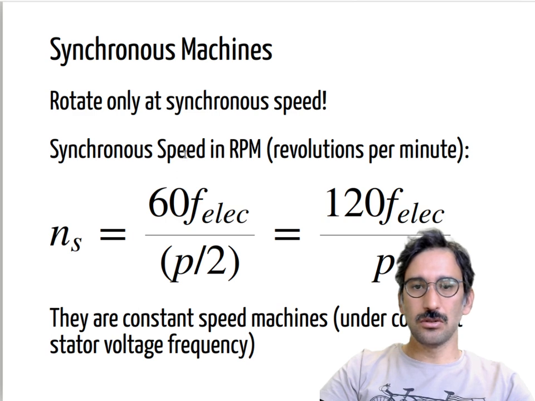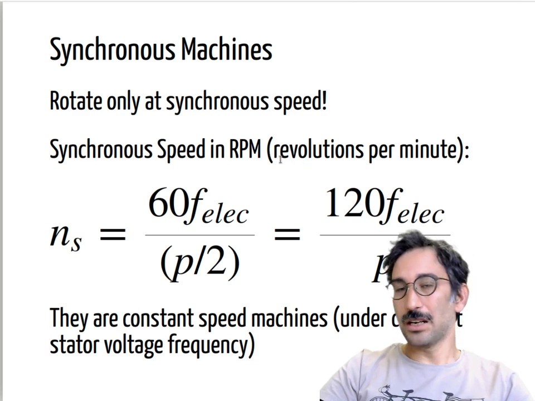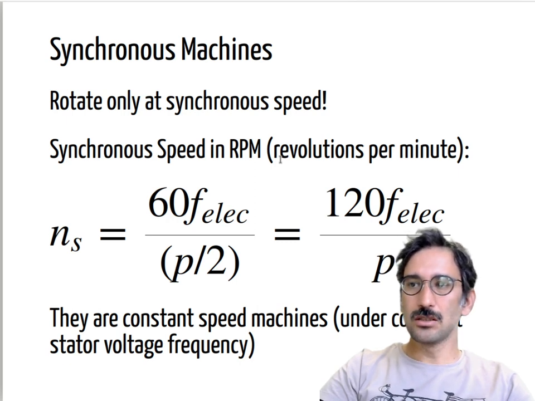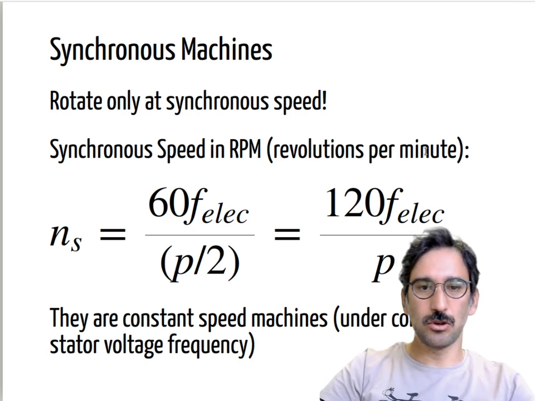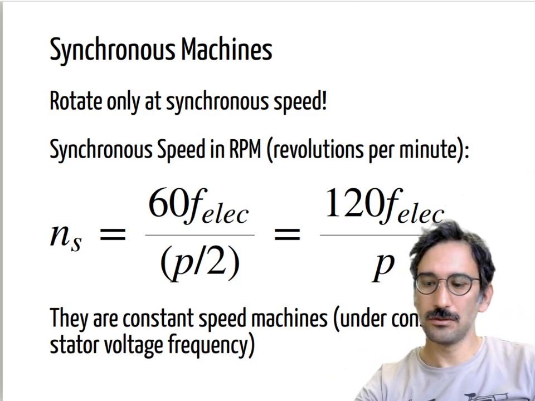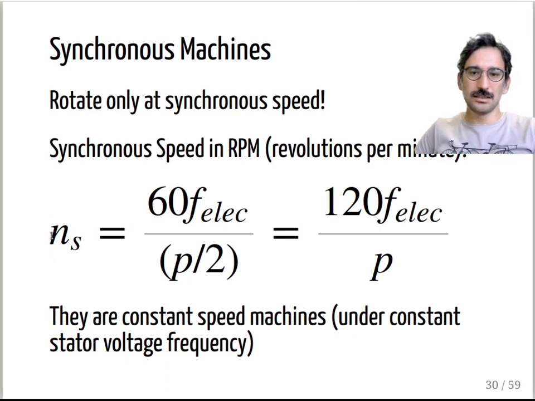Okay, so synchronous speed in RPM. RPM is mostly used in mechanical systems; it is revolutions per minute. So this is the mechanical speed in RPM. And this is actually the electrical speed.